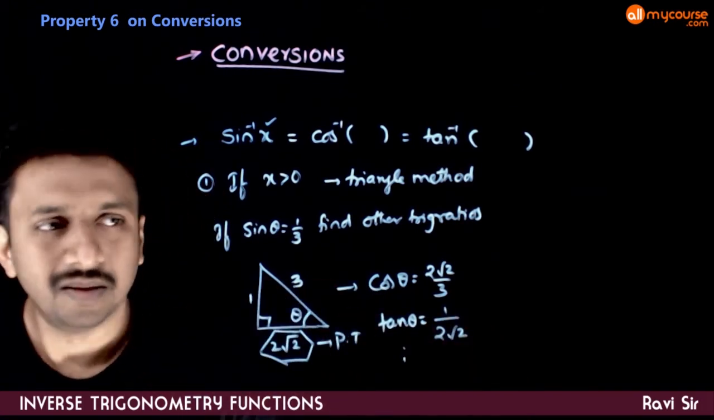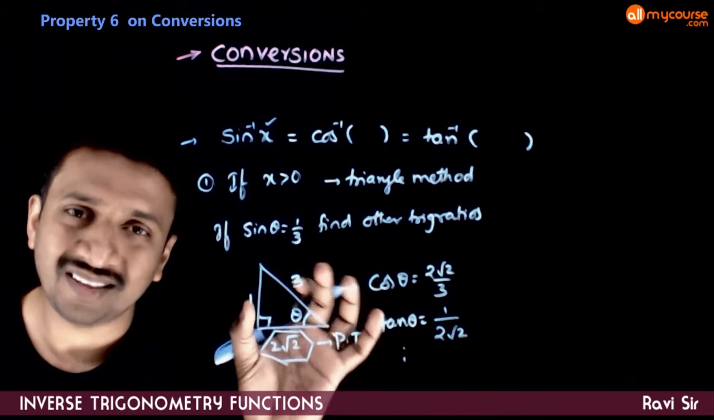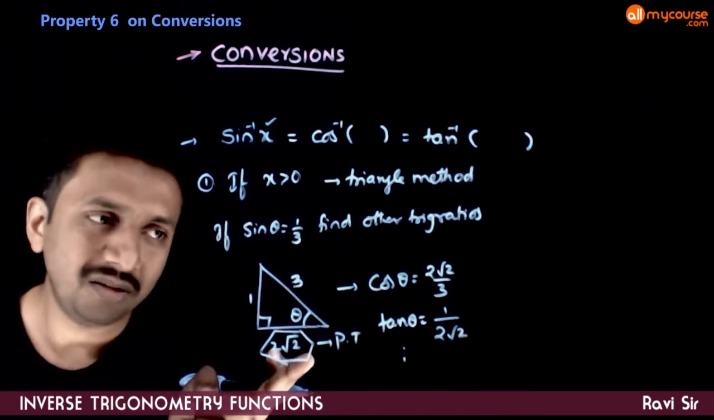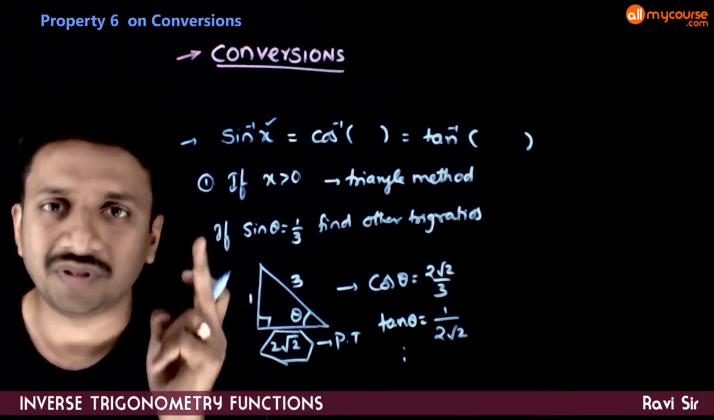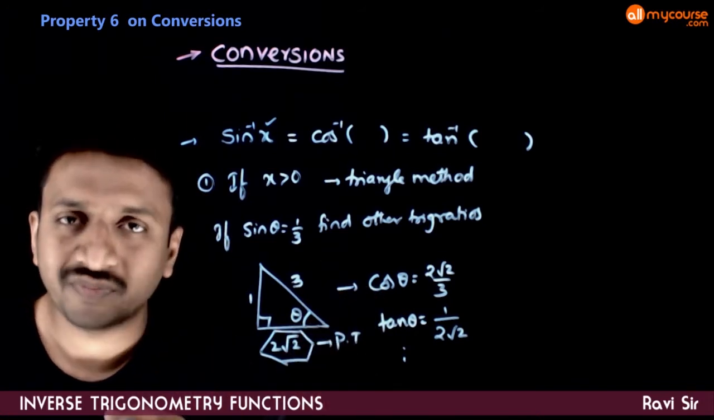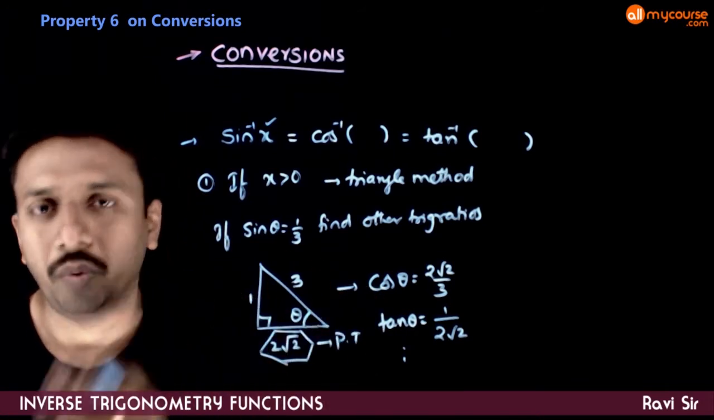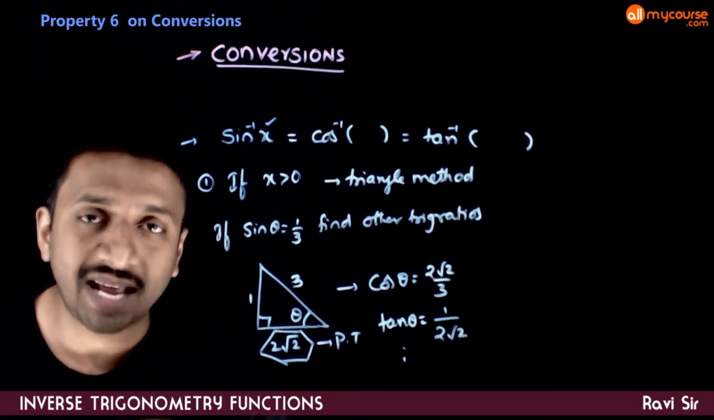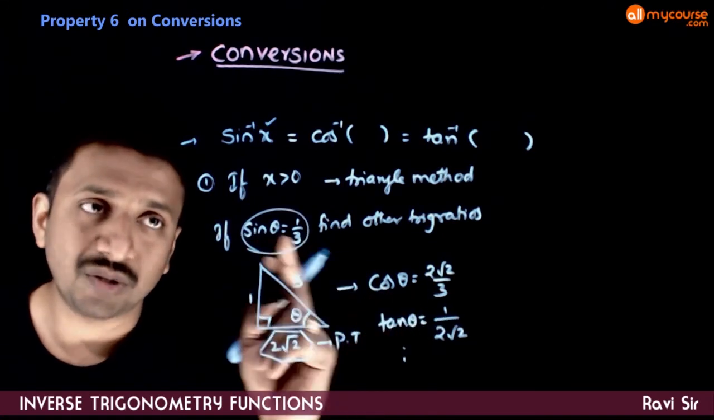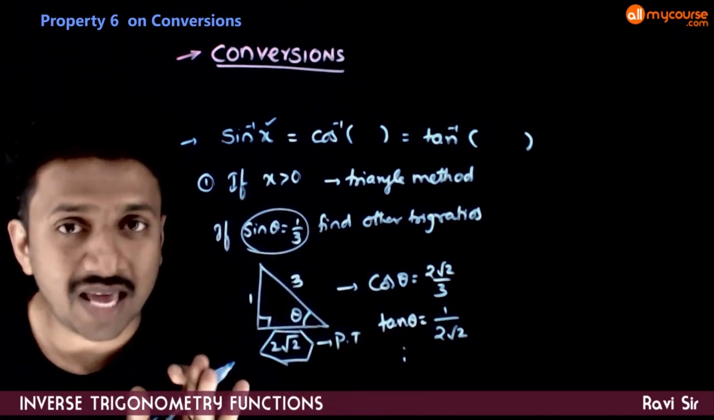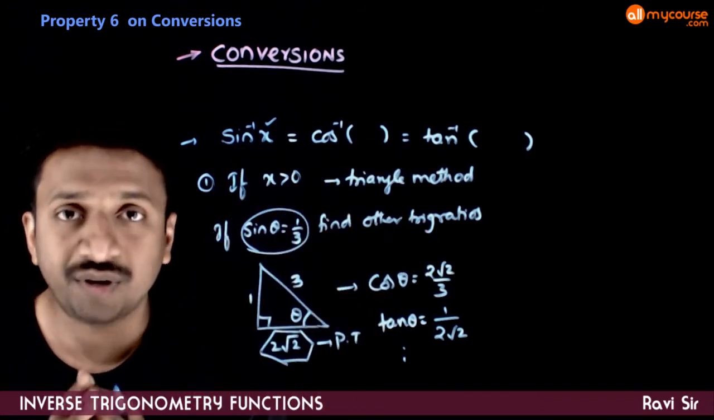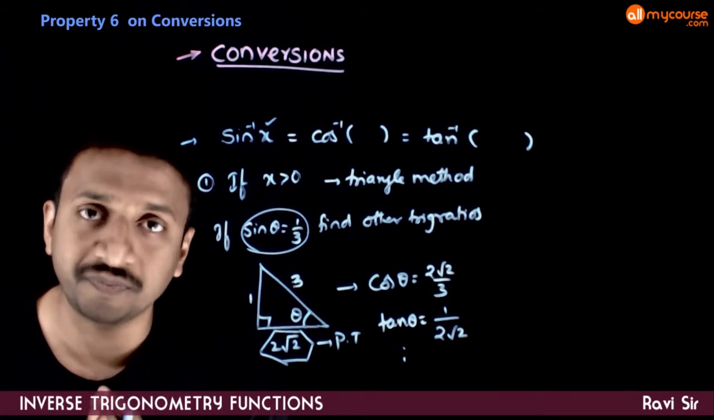So this is how you find the trigonometric ratios using the triangle method. If you want cot theta, you go adjacent side by opposite side, 2 root 2 by 1. If you want secant theta, 3 by 2 root 2. If you want cosecant theta, 3 by 1. This is the triangle method which helps you in finding the remaining trigonometric ratios if one of them is given. Now the same triangle method will be useful in conversions from one inverse trigonometric function to another inverse trigonometric function.